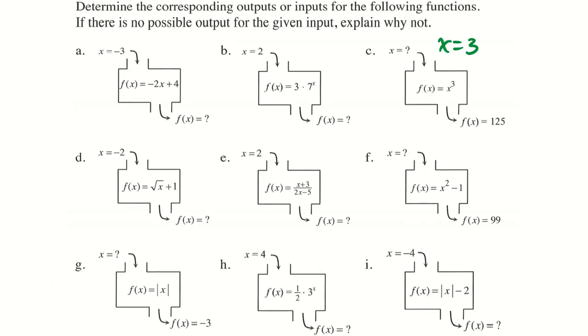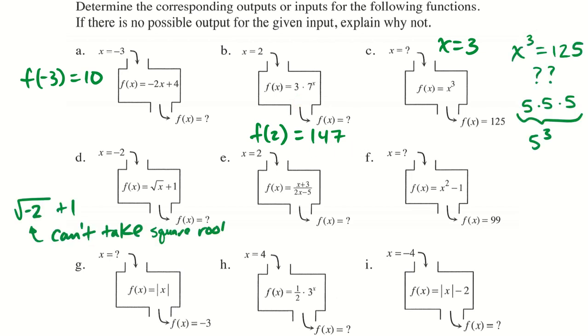All right, so now my assumption is that you did pause it and you did these exercises, and now we're just going to check work. So if I plug negative 3 into that first one, negative 3 is going to produce an output of positive 10, because negative 3 times this negative 2 is going to be positive 6. 6 plus 4 is 10. On the next one, when I plug a 2 in there, this is going to become 7 to the second power, which is 49, and then I'm multiplying 49 times 3 and I get 147.